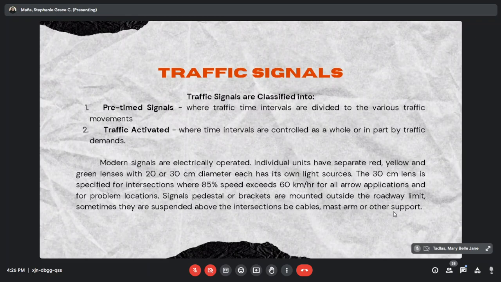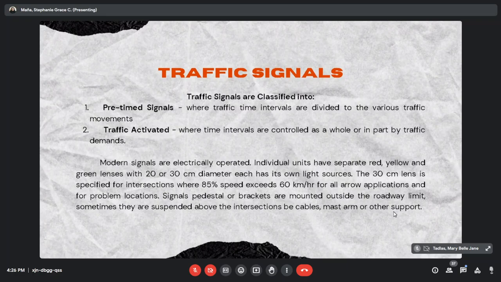Individual units have separate red, yellow and green lenses with 20 or 30 cm diameter. Each has its own light sources. So kanang common kayo, red, yellow, and green. The 30 cm lens is specified for intersections where 85% speed exceeds 60 km/h, for all arrow applications and for problem locations.